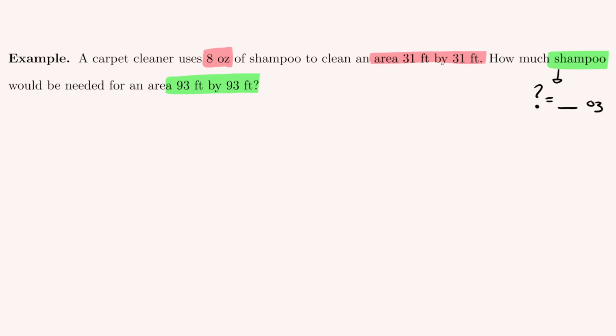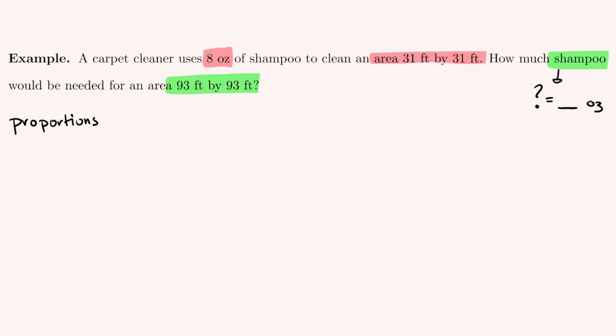Now the first approach that we might do is proportions. In using proportions, you relate what you know about one piece of information, that is there's 8 ounces to clean an area 31 by 31 foot, and then compare that to say if I did a different size area, how many ounces would I need?